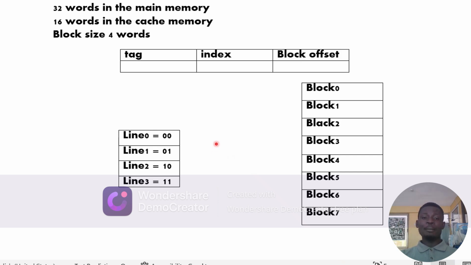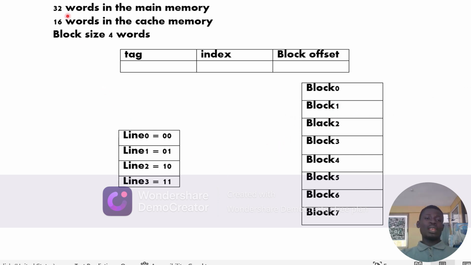So in mapping techniques, the cache memory is divided into lines, and the main memory is divided into blocks. Let's say we have 32 words in the main memory, then we have 16 words in the cache memory, and the size of the block or the size of the line is 4 words. So it means this block contains 4 words. This line also can hold only 4 words, and this one can also hold 4 words.